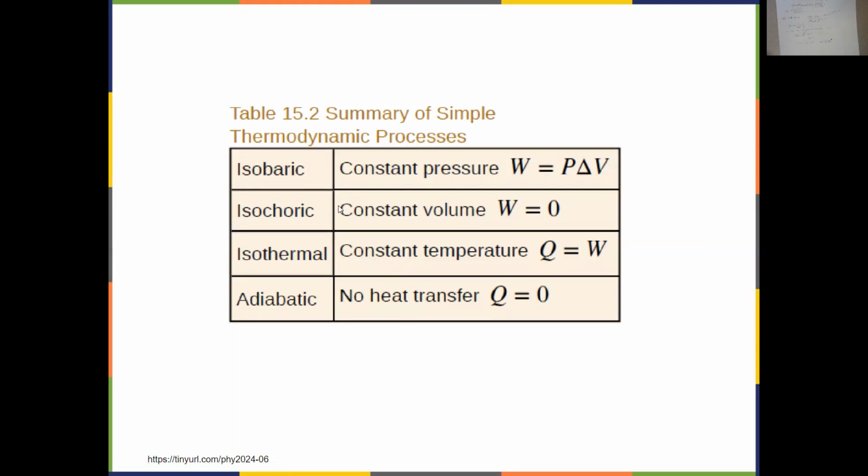To summarize, for those four processes: for constant pressure, W is equal to P times delta V. Constant volume means W equals 0. Constant temperature means delta U equals 0, or Q equals W. Okay, for adiabatic process, Q equals 0.